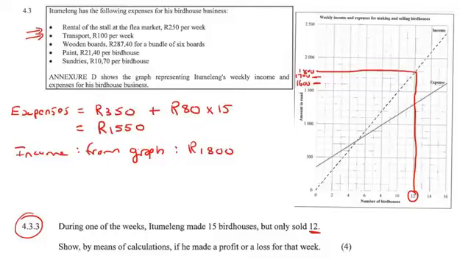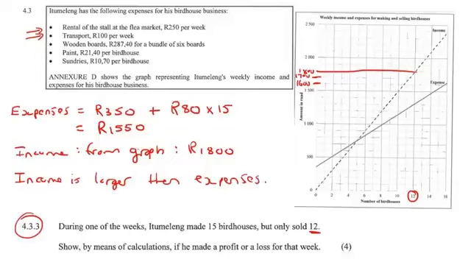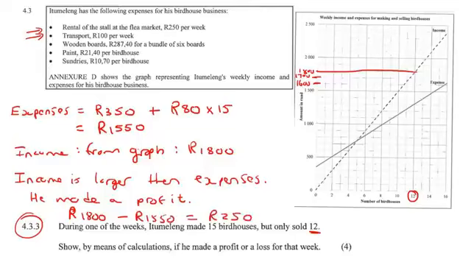So if you look at this carefully, his expenses were 1,550 and his income was 1,800. So we can say that his income is larger than expenses. So we can say he made a profit. And then we would have to also just calculate that profit. So we could say 1,800 minus 1,550, and that's going to be 250 Rand profit.